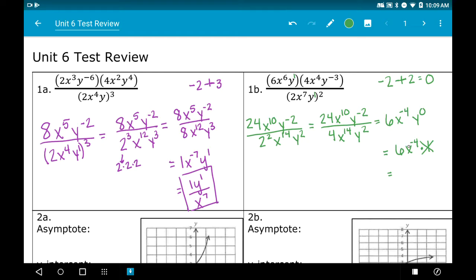And now I just need to get rid of my negative exponent. So I'm going to bring that x to the bottom and make it positive. So 6 over x to the 4th is our answer.